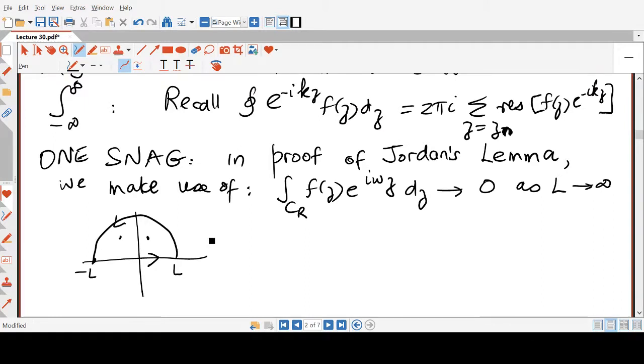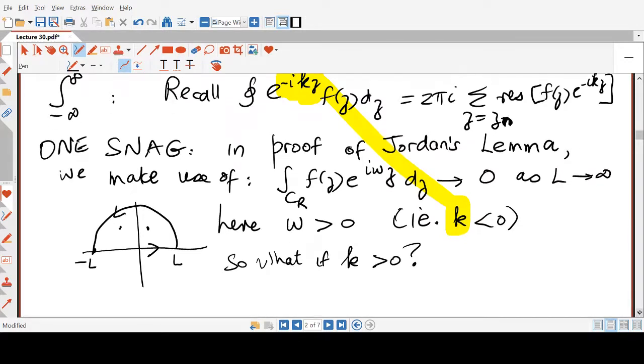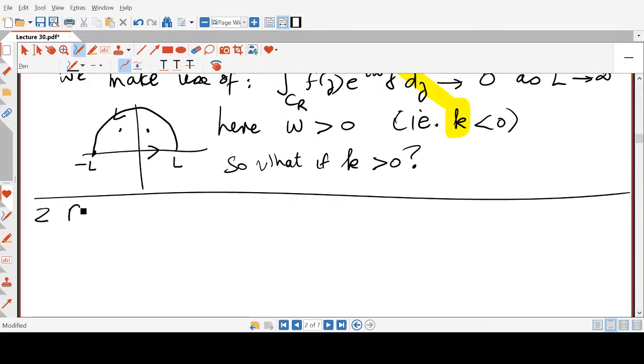So here, it is taken that omega is more than 0. In other words, k is less than 0. What is k? Well, k is the stuff we use here: minus i k z. That integral has minus i k z. So what if k is more than 0? That's an important question. So there are 2 fixes, 2 resolutions.